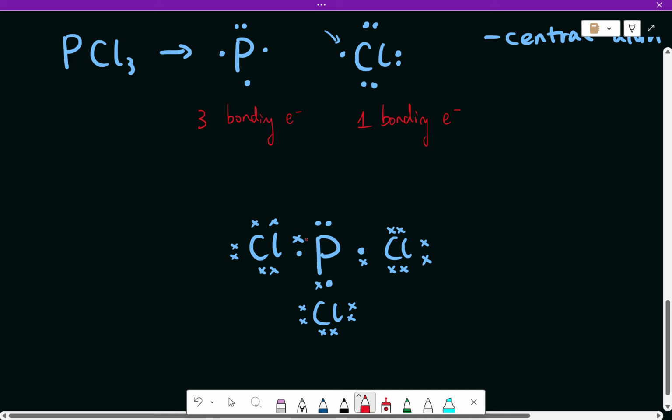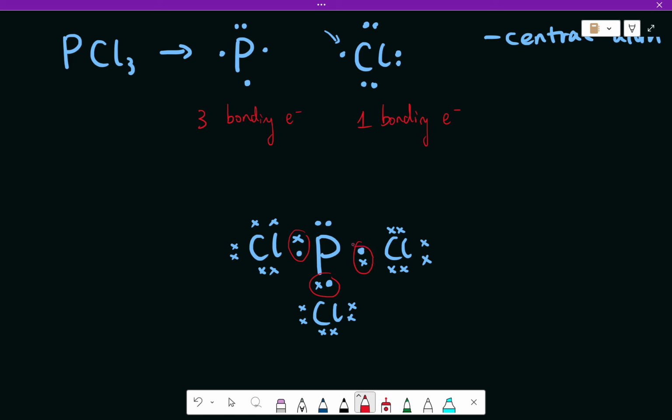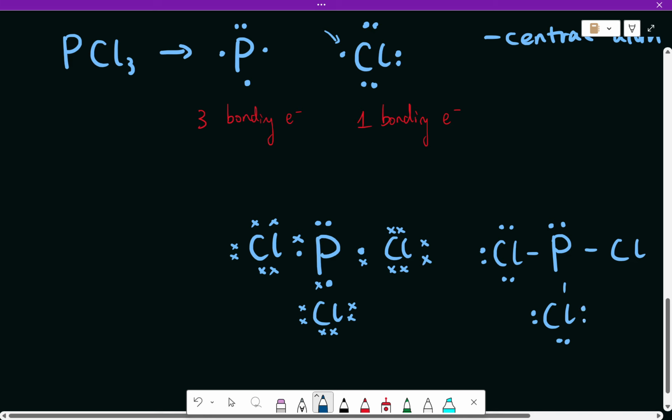So essentially, there are 3 single pair covalent bonds happening in this molecule. So for the structural Lewis diagram, we are going to draw it like this. We're going to draw P, a chlorine here, a chlorine here, and a chlorine on the right side. And sometimes we're required to draw the lone pairs that do not participate in this bonding process.